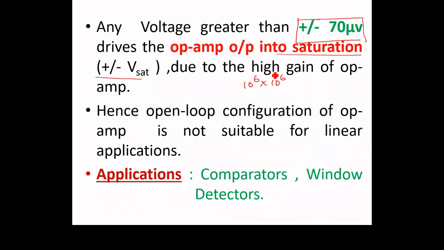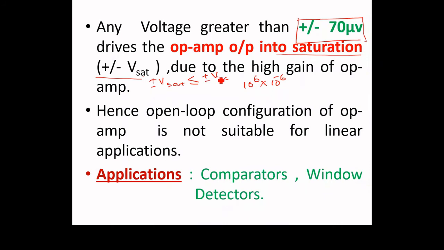So what is the reason? It is due to the high gain of the op amp. The gain of the op amp is 10 to the power of 6. So any voltage you apply greater than the range of microvolts will drive the op amp output into saturation. What is the saturation? The saturation voltages are nothing but less than or equal to the supply voltages.